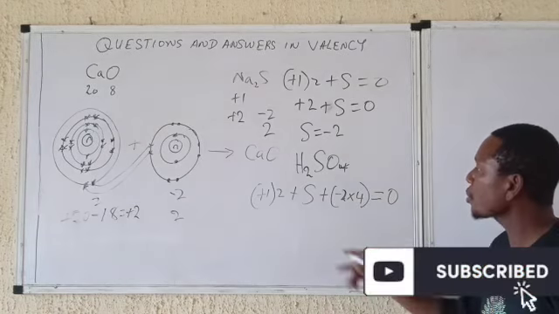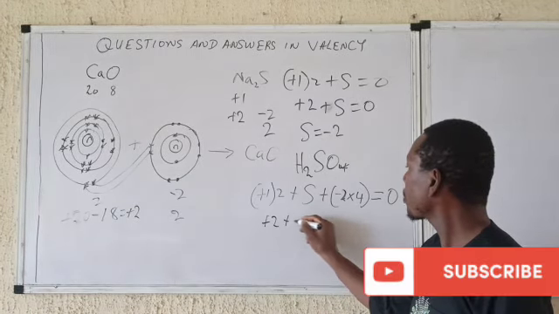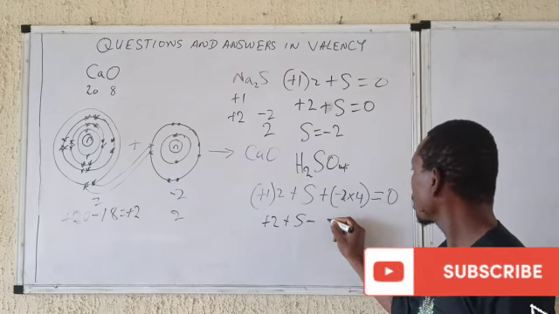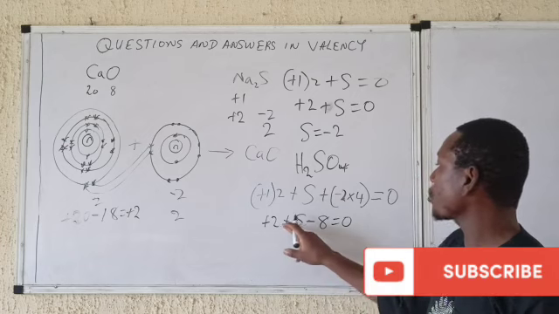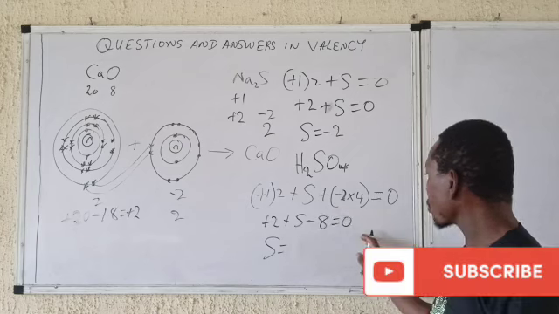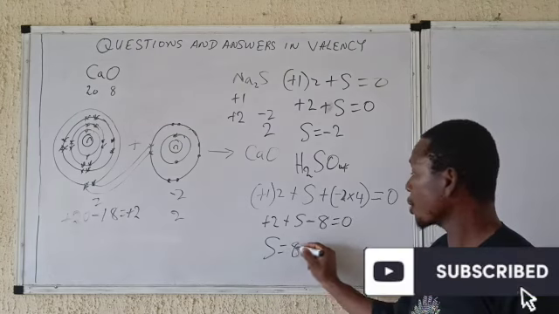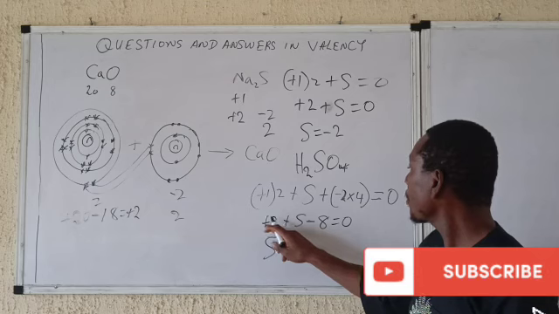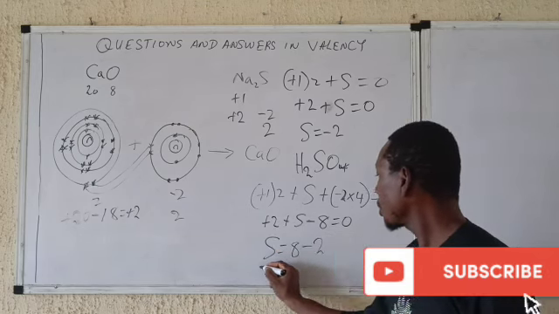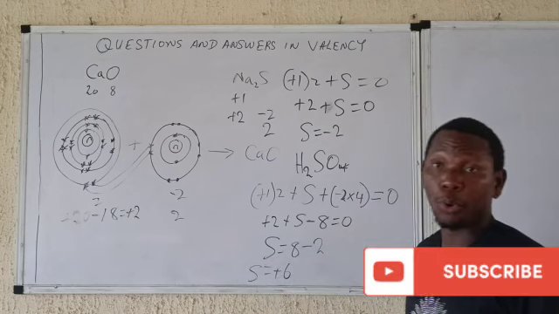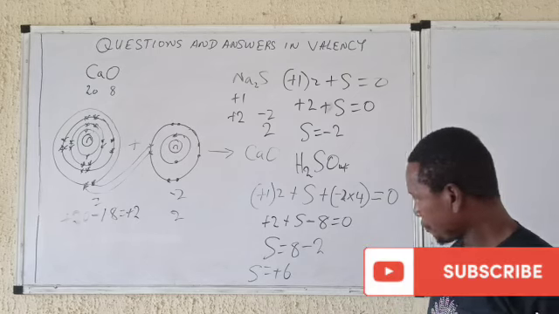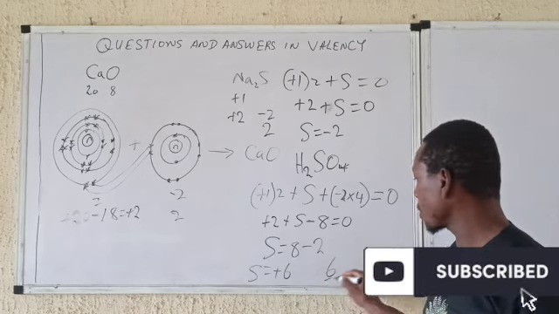So we now have +2 plus x, and if you multiply the minus 2 by 4, this is minus 8. Minus times plus is minus, so you now have minus 8 equals 0. Let's collect like terms. We take this across the equal sign: x, and if 8 goes across the equal sign, it changes to plus 8, while if this +2 goes across the equal sign, it becomes minus 2. So x equals +6 as the oxidation number. Plus 6 is the oxidation number. So what is now the valency? The valency is simple. It's 6.